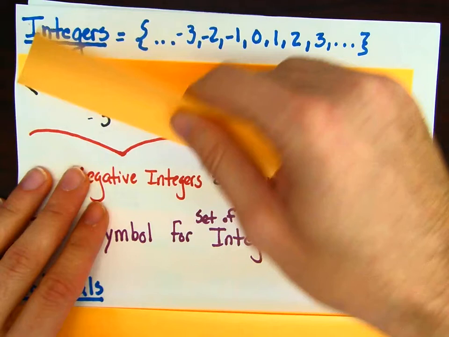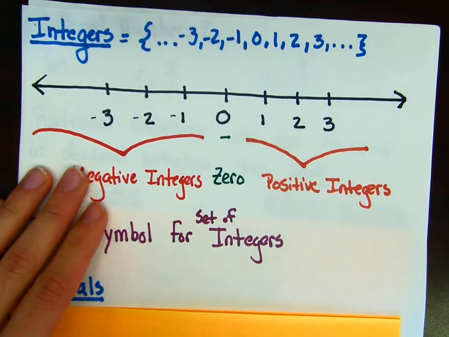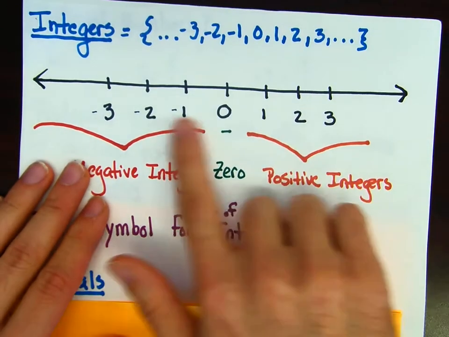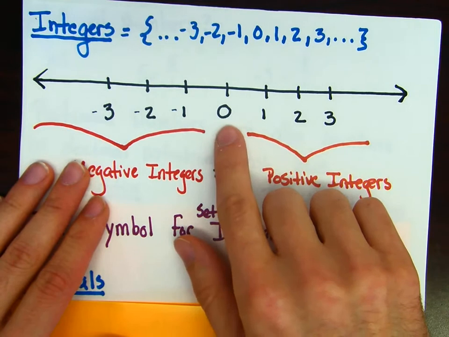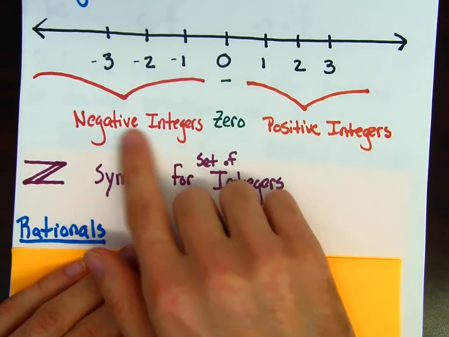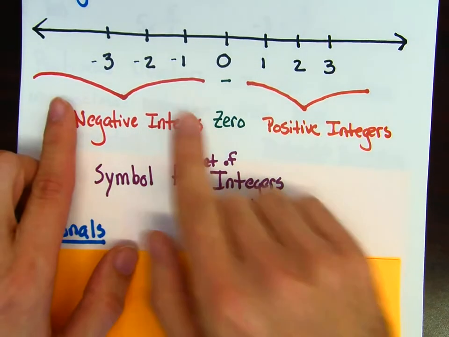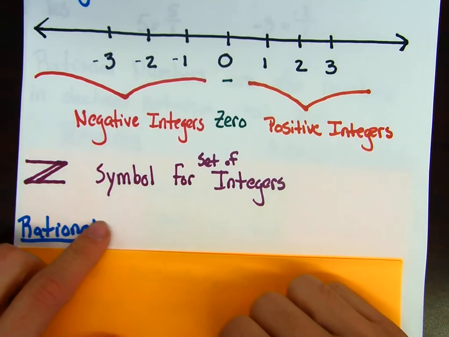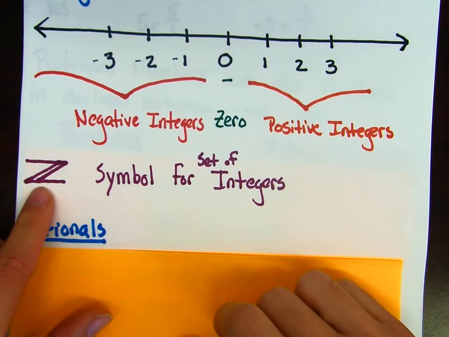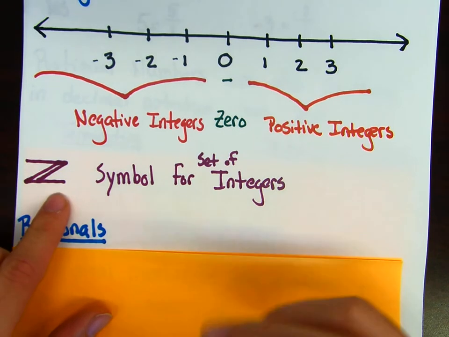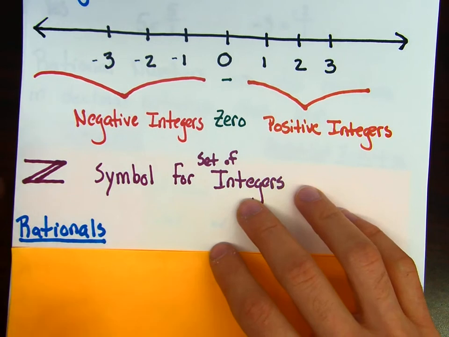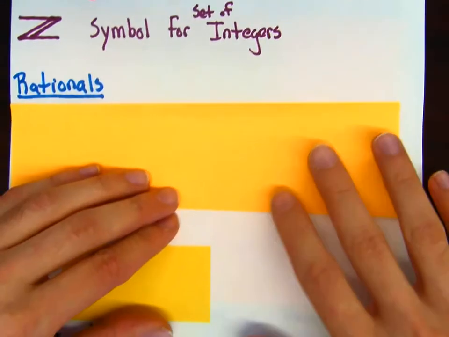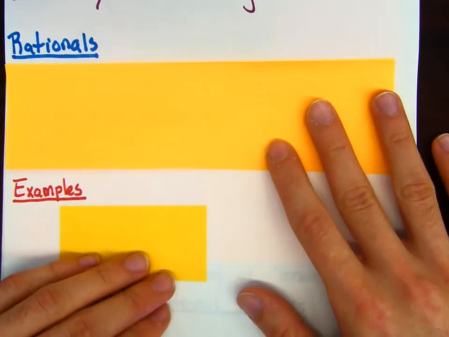Okay. And here's a nice little visual for you. You just have this number line, right? So here are the integers. Basically you have negative integers, 0, positive integers. And the symbol for integers is this Z looking symbol. This symbol will show integers. Fantastic. Okay, let's continue. Here, the next set of numbers are the rationals.